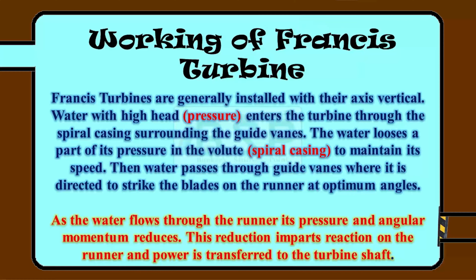Water with high head pressure enters the turbine through the spiral casing surrounding the guide vanes. The water loses a part of its pressure in the volute spiral casing to maintain its speed. Then water passes through guide vanes where it is directed to strike the blades on the runner at optimum angles. As the water flows through the runner, its pressure and angular momentum reduces. This reduction imparts reaction on the runner and power is transferred to the turbine shaft.